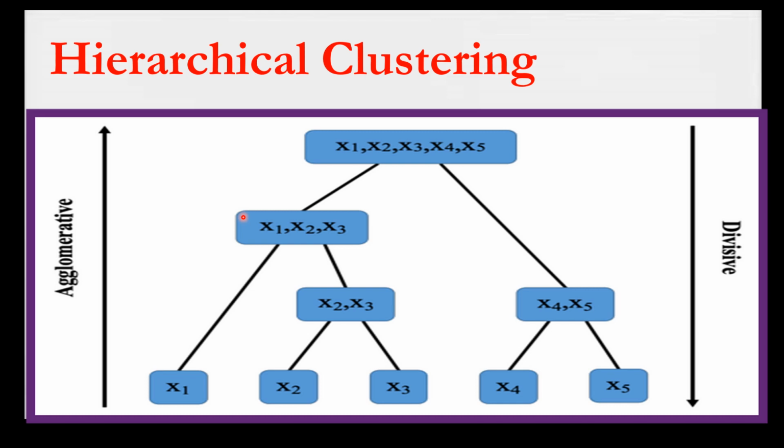Then we have hierarchical clustering. Hierarchical clustering creates a tree-like structure by repeatedly merging the closest clusters, which results in a dendrogram that can be used to visualize the relations between data points. It can be agglomerative, that is merging clusters, or divisive, that is splitting clusters. It is a flexible technique that can handle varying numbers of clusters, but it can be computationally expensive for large data sets.